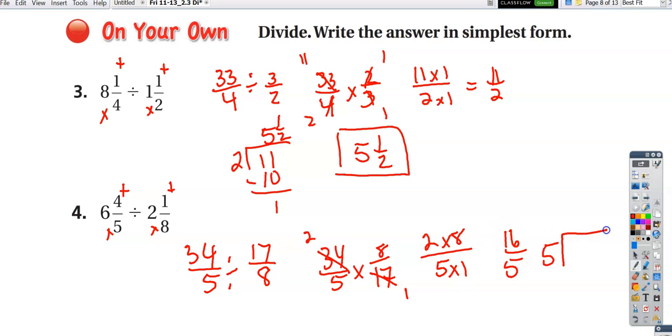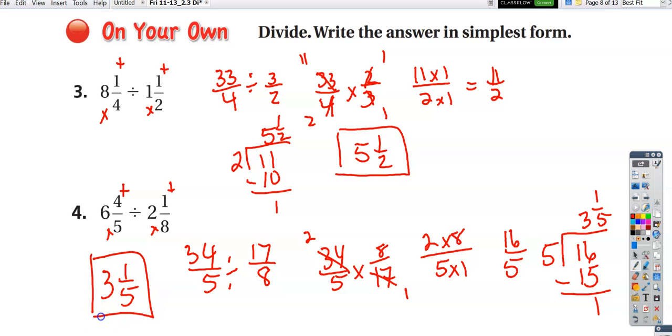Which is improper. I'm going to divide 5 into 16. It goes 3 times. I subtract, and I have 1 left over. So I got 3 1/5 as my answer. Okay, so that's how you divide when they're both mixed numbers. Just turn them into improper fractions.